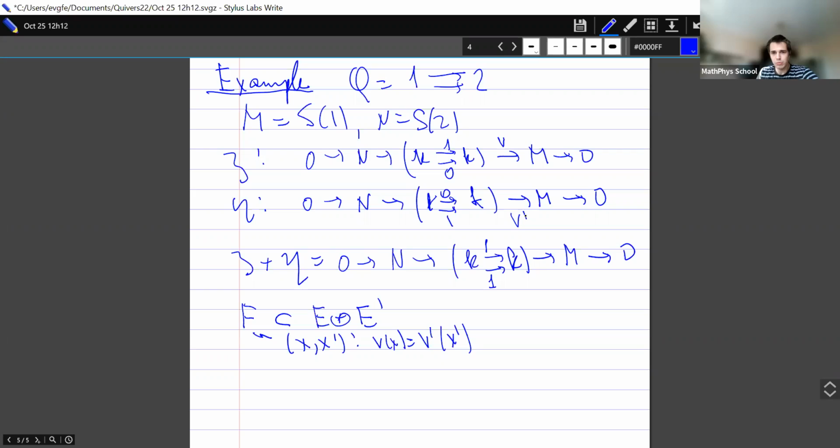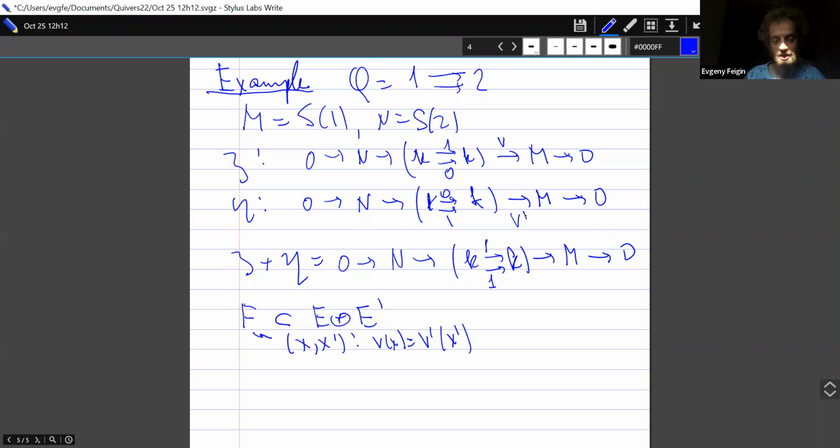We have the sum of these two quivers and take a subspace, where we require that the first components are equal. Some of these two representations, yes? Yes, the sum of two representations.